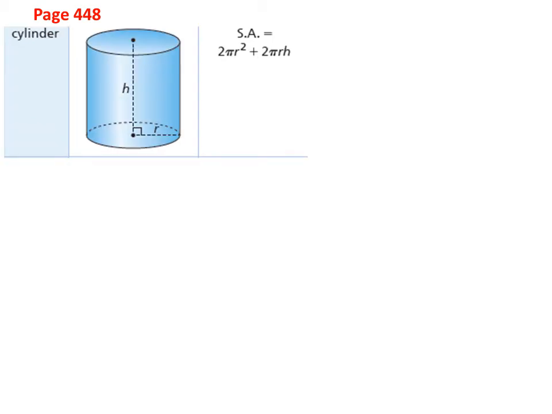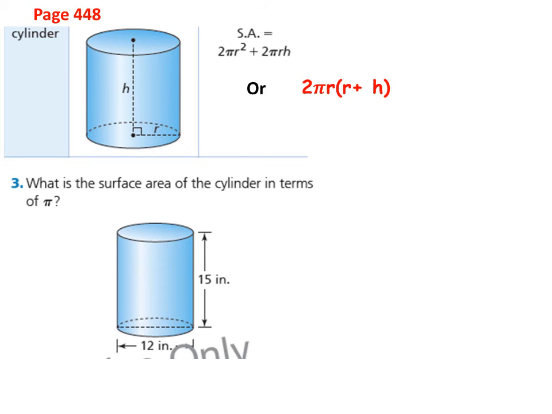The surface area of a cylinder. The surface area of a cylinder equals 2 base areas plus the lateral area. Of course, the base area, the area of the circle, is pi r squared. So the area of 2 bases is 2 pi r squared, plus the lateral area equals 2 pi r h. Or we can use this shortcut, 2 pi r multiplied by r plus h. Now, question 3. What is the surface area of the cylinder in terms of pi?